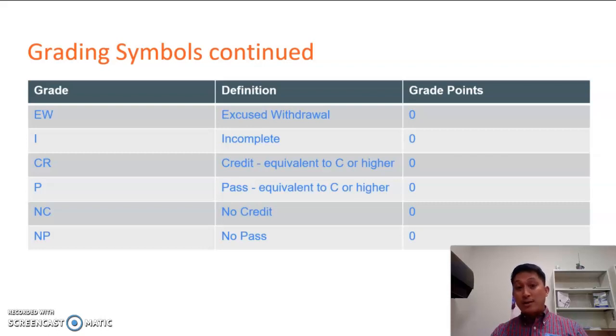CR is credit. Some classes have credit, no credit, or pass, no pass options. So for example, I teach a course that is called Career 126, as well as a course that's Career 127. Those classes are pass, no pass only option courses, and so you don't get any grade points for those courses.